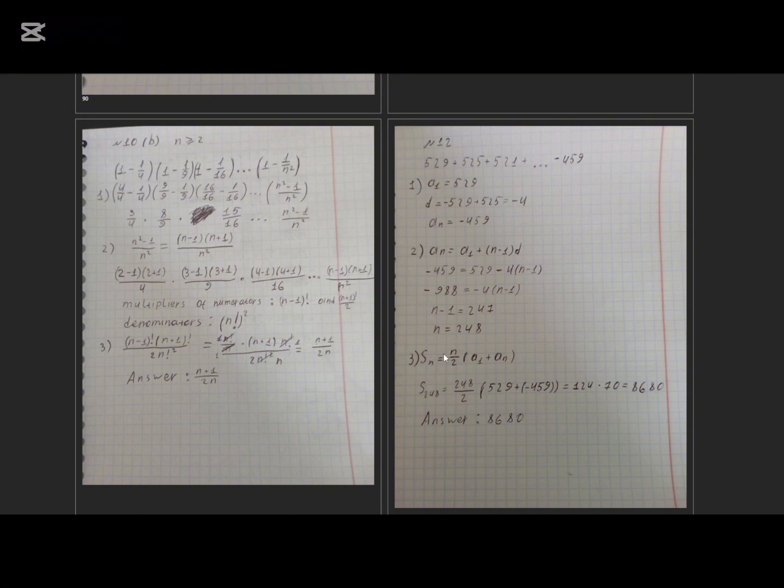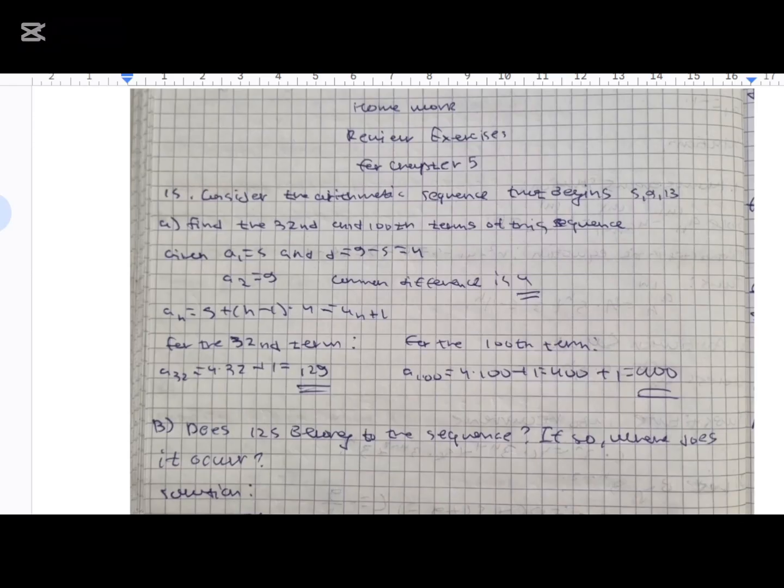Third, we use the formula of the sum of all elements. We need the value of the first element and the last element. We substitute all these values into this formula. So we get that the sum of 248 elements is 4680. That's the answer.